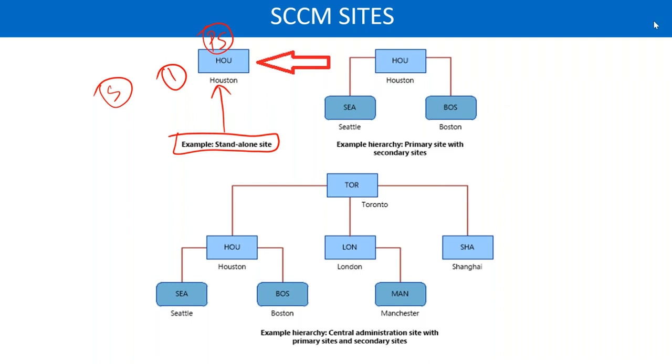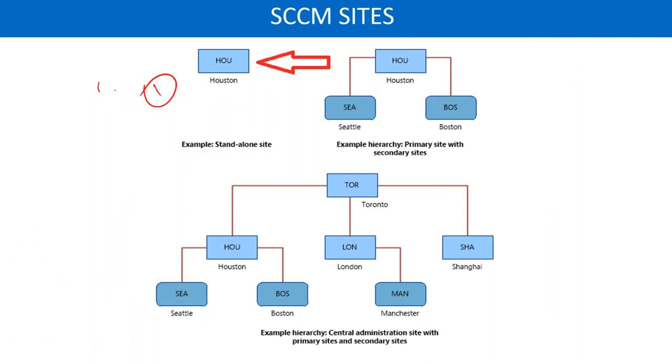The second architecture is for mid-sized companies, where the company has fewer than 100,000 devices and you have one headquarters and branch offices. Let's say Houston is the headquarters, Seattle is branch office one, and Boston is branch office two. In Seattle you need secondary site one, and in Boston you need secondary site two, because these are two branch offices, and these two secondary sites will report to the primary site. Got it? Yes.